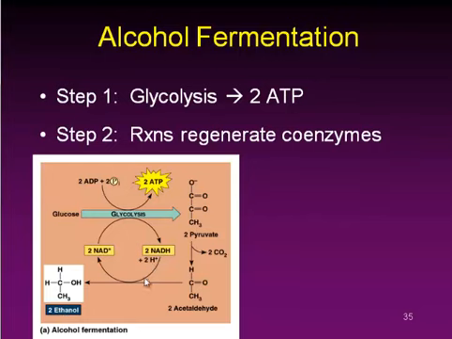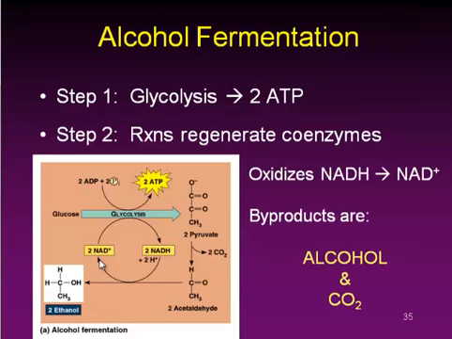Now, step 2 actually requires that you burn that NADH, which otherwise would have gone into the electron transport chain if you were going down the aerobic pathway, right? So it oxidizes NADH down to NAD+. So your byproducts here are alcohol and CO2. So have you guys ever used yeast to make bread? And what does the yeast do? It causes the dough to rise. Well, it's rising because it's pumping out CO2 into the bread. Why? Because it's undergoing a form of fermentation.